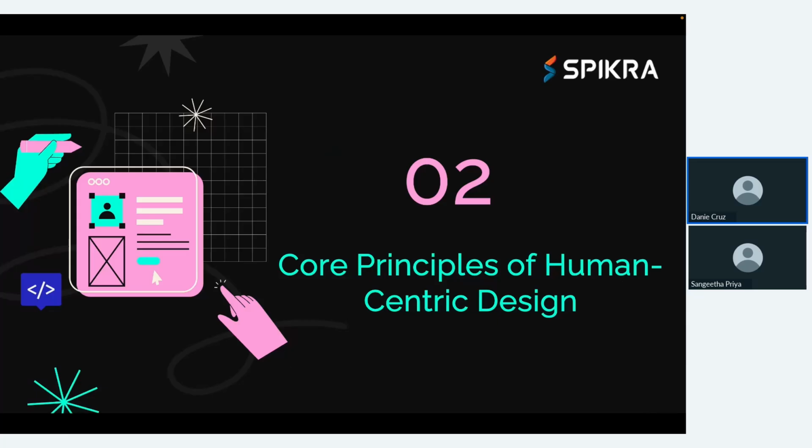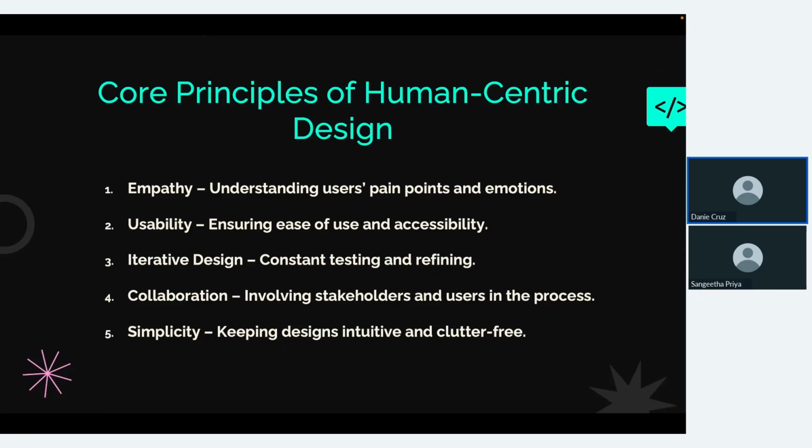Our next topic is the core principles of human-centric design. There are five principles: first is empathy, second is usability, then iterative design, collaboration, and simplicity. First is empathy. What is empathy? Empathy is when we step into users' shoes and understand their frustrations, desires, and behavior. This requires user research, user interviews, and so on.